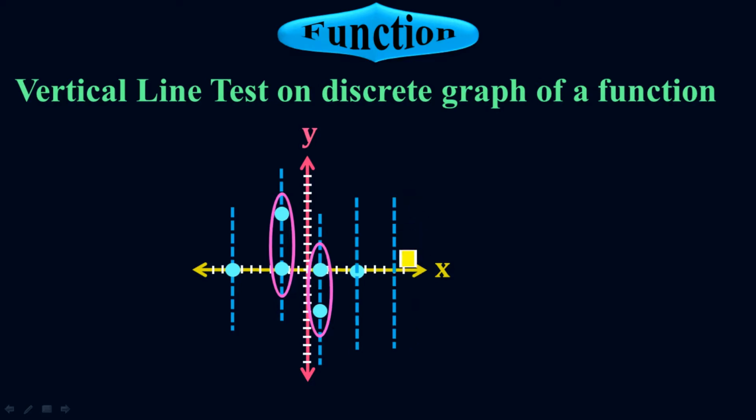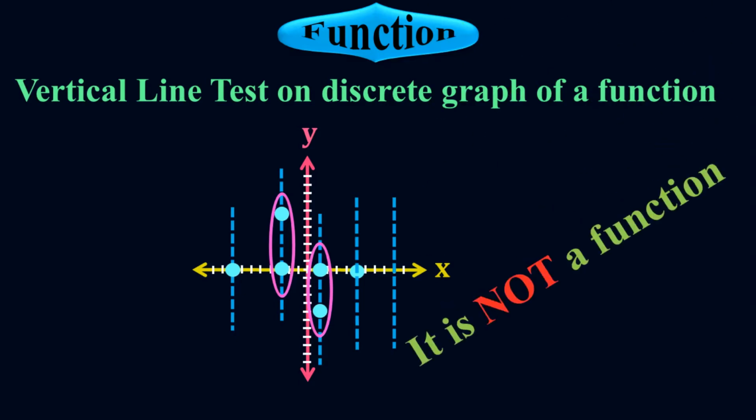No problem at all. But the problem that I have is at these 2 points. One is here and one is here. Because this line touches here and then touches here again. Similarly, this one touches it here and then here. So the vertical line test is failed here, and therefore it is not a function.